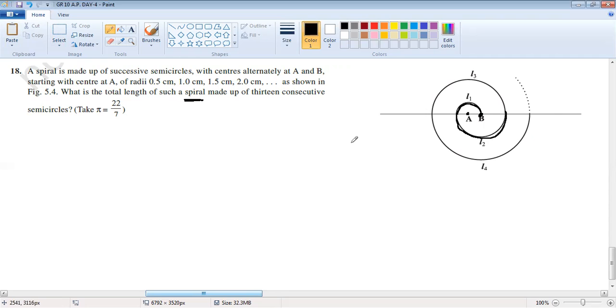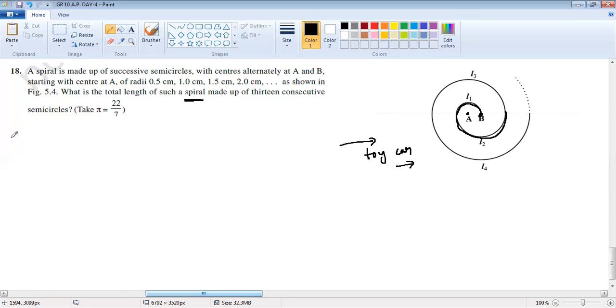This type of spiral we can see in toy cars. In toy cars, we give a screw. When you tighten the screw and then release it, the car will move. These kinds of spirals we generally see in a toy car.